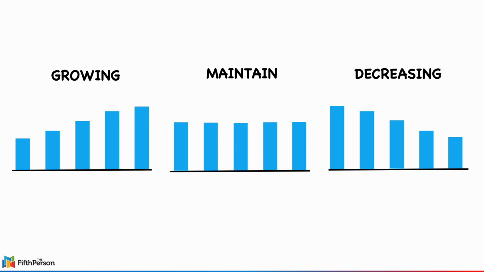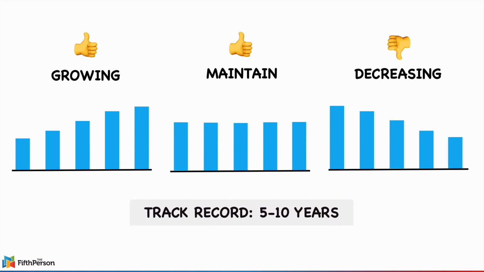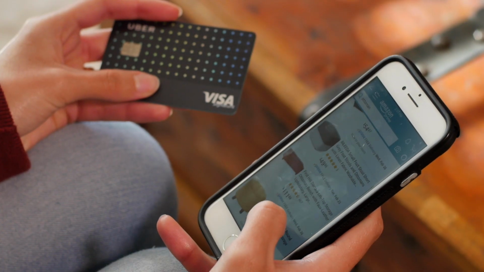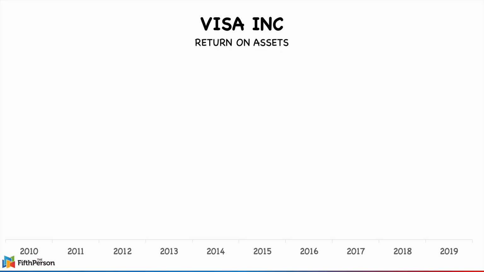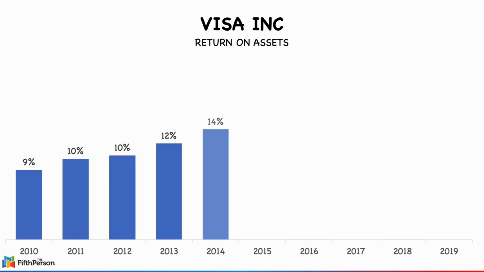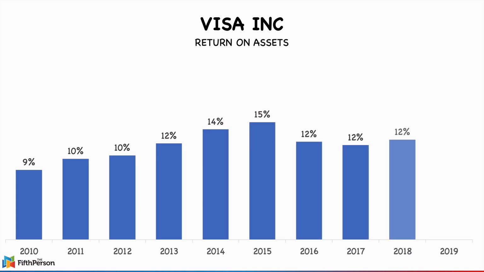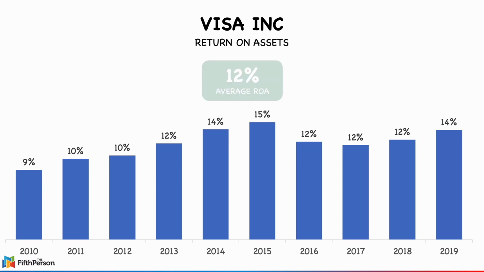Okay, so general rule of thumb again, we want to look for companies that are growing ROA or maintaining ROA, but must have a track record of at least 5 to 10 years. So let's look at this company called Visa Incorporation. If you look at Visa, their return on assets for the past 10 years have been consistently above 5%. In fact, most of the years are above 10%, and their average return on assets is actually 12%.